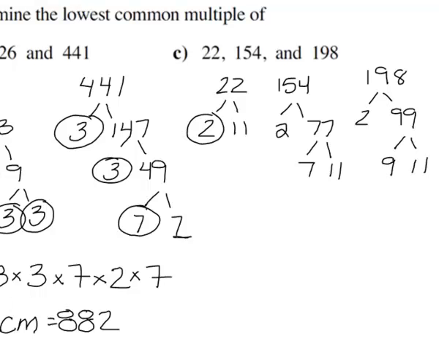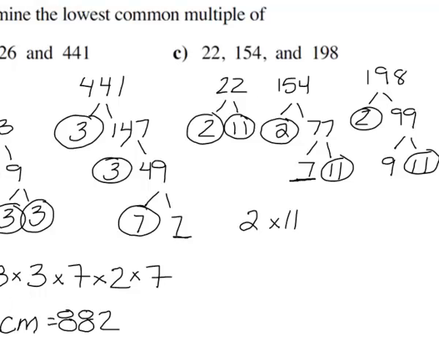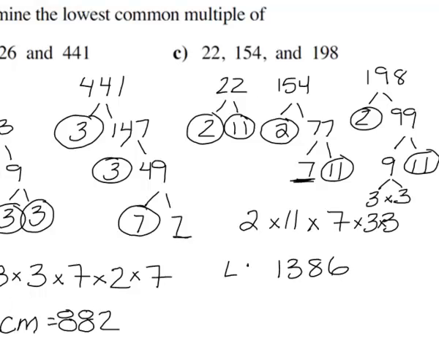Identify what they have in common. They all have a 2. They also all have an 11. So the things they have in common, I only write down once. Anything that's additional, I add to my list. Oops, I forgot to finish breaking down my 9. There we go. So 2 times 11 times 7 times 3 makes 1,386. So the lowest common multiple of 22, 154, and 198 is 1,386.